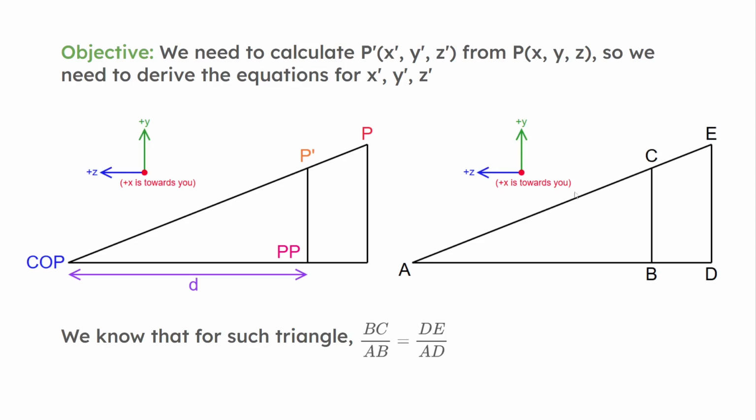And with the triangle formula for edges, we can say BC divided by AB equals DE divided by AD. So BC being these perpendicular lines, and ED also the perpendicular line here, the bigger one. AB is the smaller baseline, and AD is the larger baseline. For simple perspective projection, we usually look into two cases: where the COP, or center of projection, is at the origin, and another where the PP, or the projection plane, is at the origin. First, we will look into the first case.